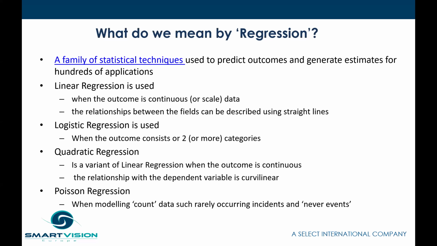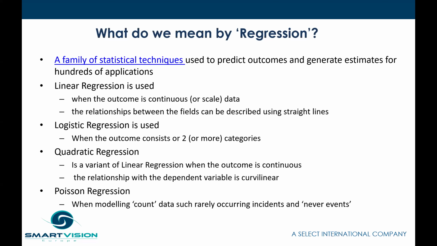Linear regression is used when the outcome is continuous in nature, or scale data, so it's numerical data, and also when the relationship between the fields can be described using straight lines. So when they're linear relationships, meaning straight lines. Logistic regression is used when the outcome is a category or a class of some sort. Binary logistic regression refers to a two-category outcome, and multinomial logistic regression refers to when you have a three-category outcome. And then you have variants of that.